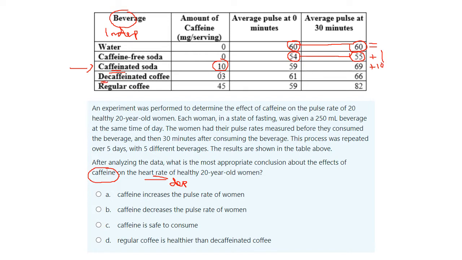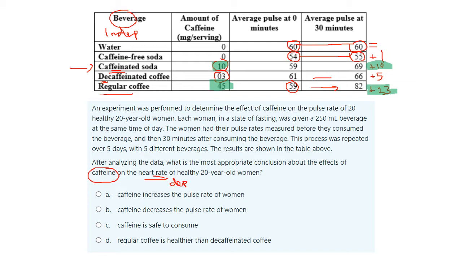Decaffeinated coffee, well, decaffeinated means there is still some caffeine, but not a lot of caffeine. So 61 to 65 was +5. And then regular coffee, the normal coffee that people drink, the heart rate started at 59 and went up to 82, which is +23. So we can see in regular coffee, where there was 45 milligrams of caffeine, the heart rate went up 23. And in caffeinated soda, where the milligram was 10 caffeine, the heart rate went up by 10.